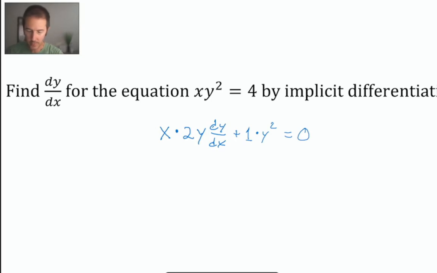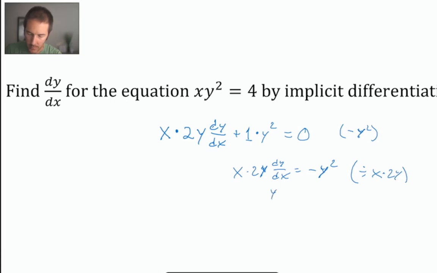All right, now the easy part, let's solve for dy over dx. I'm going to subtract y squared from both sides first. And then I will, maybe I'll divide both sides. Well, let's just do it all at once. Let's divide both sides by x times 2y. So we have dy over dx equals negative y squared over x times 2y.